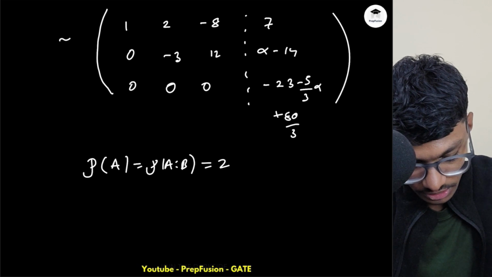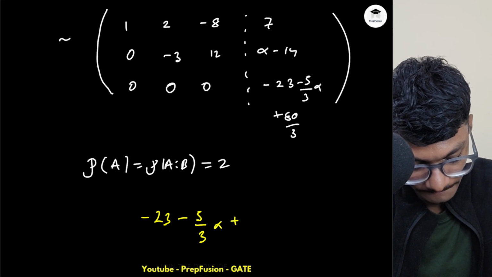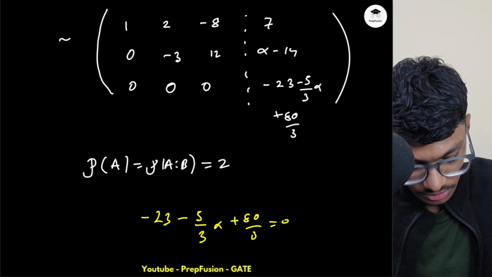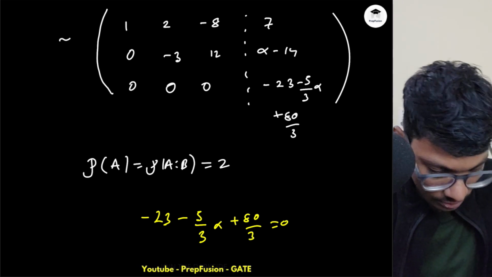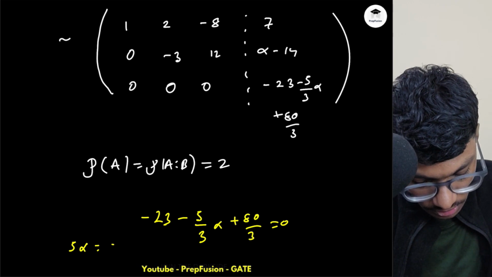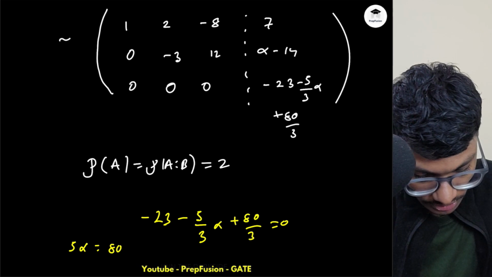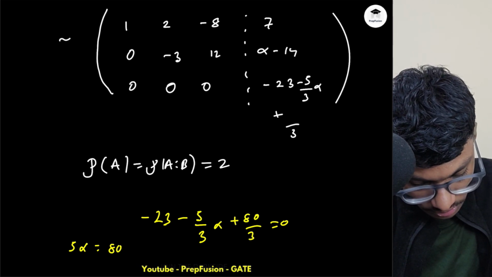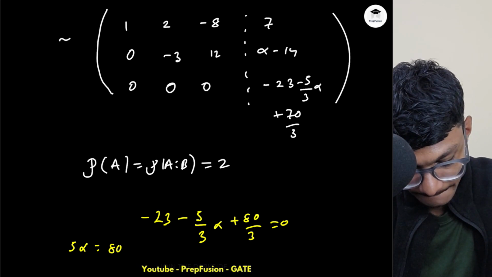So if it is equal to 2, then minus 23 minus 5 by 3 alpha plus 80 by 3 equals 0. If I multiply by 3 on both sides, this will be 5 alpha, this will be 80. Okay, sorry, I made a mistake. This will not be 80, this will be 70.